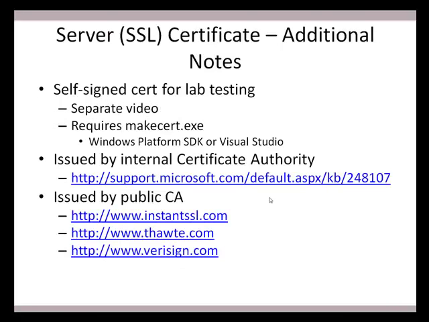As I mentioned, creating a test server certificate is demonstrated in a separate video. However, there are additional options if you don't want to use the makecert.exe tool. For example, if you have an internal CA and you'd like to use it to issue an SSL certificate to the Restorify Server machine, see Microsoft Knowledge Base article 248107. If instead you'd like to use a publicly trusted CA, there are several options, including the 3 listed here at the bottom of the slide.